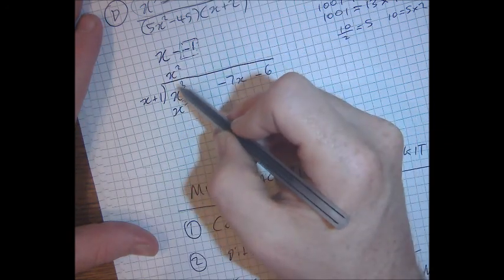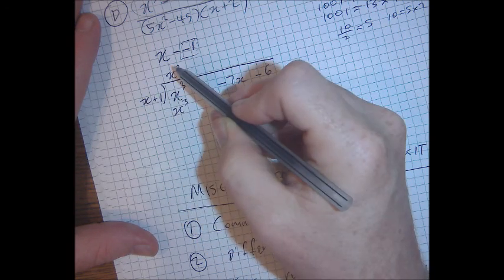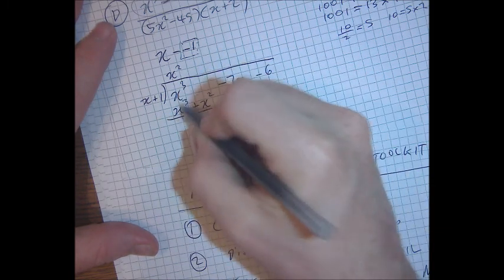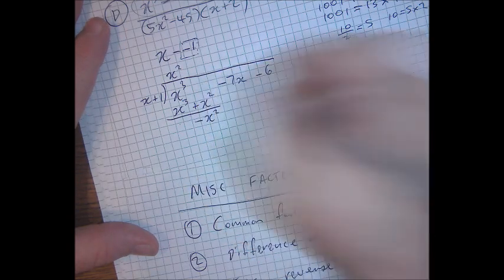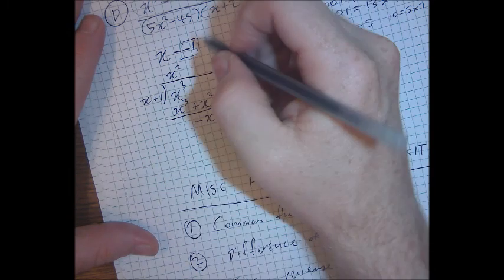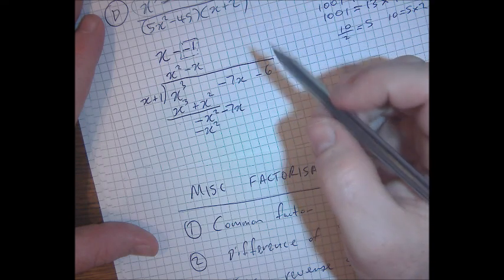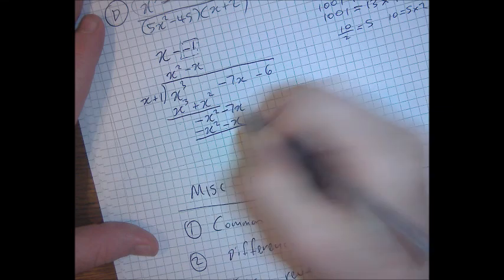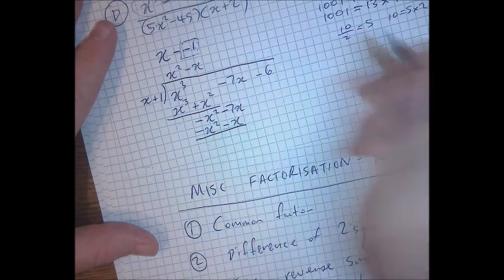So I go, that divided by that, get this. Do that times that, write it there. Now also do that times that, write it there. And now subtract. That take away that is blank. That take away that is negative x squared. Copy this fella down. Now go, that divided by that, negative x. That times that, negative x squared. But also do that times that, which is negative x. Subtract. That minus that is blank because they're the same. That minus that, take away negative is adding, so it'll be negative 6x.